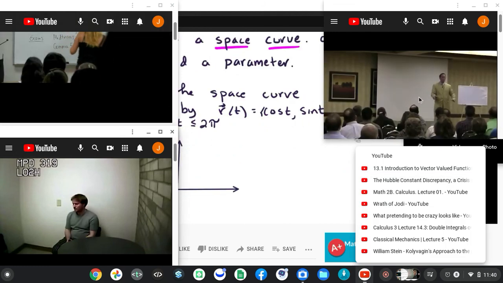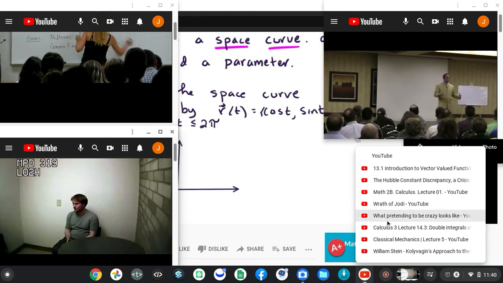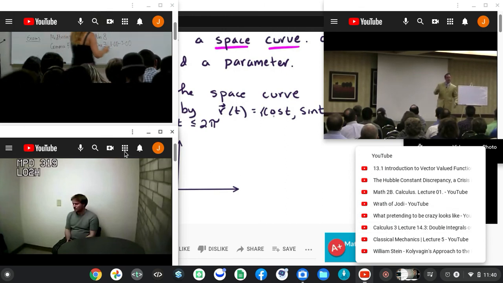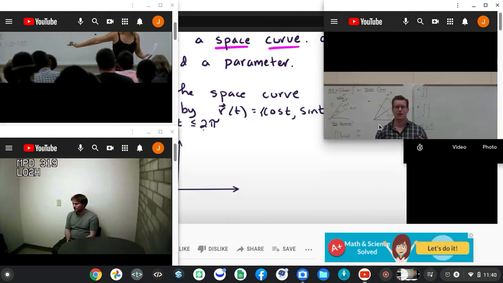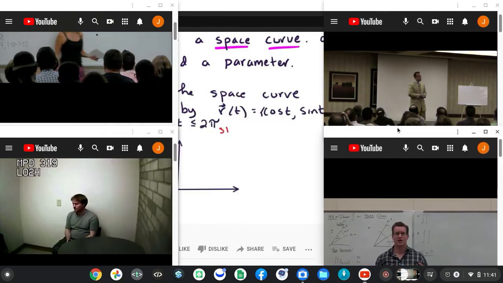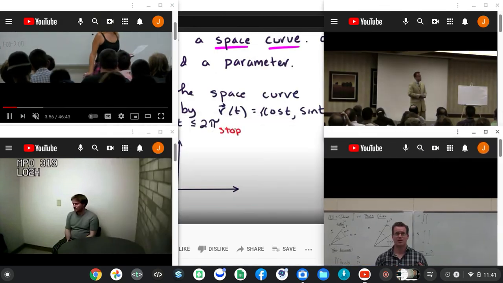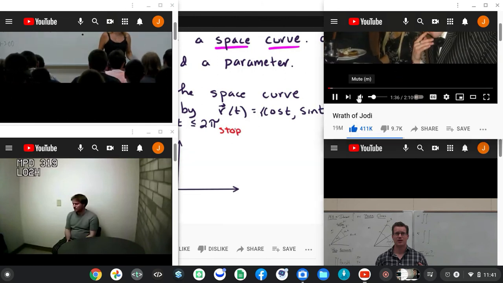Okay, so let's plot the space curve defined by r(t) equals <cosine t, sine t, t>, for t going from 0 to 2 pi. Notice that there's a start, and there's a stop. We are going to start and stop at some particular t values.